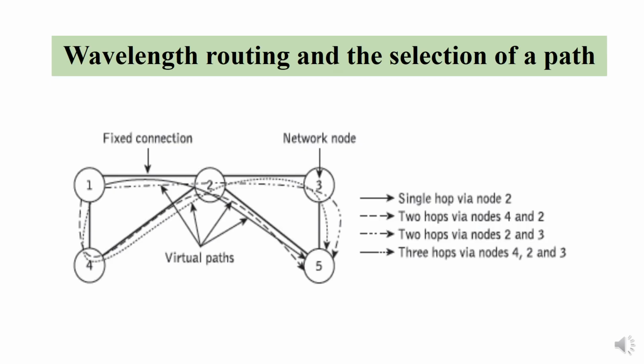Wavelength routing and the selection of a path. The figure shows an example of wavelength routing. In this figure, there are 5 nodes with fixed connections, where node 1 is requested to establish a connection to node 5. We can see that there are 4 possibilities for the light path setup. The first one is a single hop; the second is 2 hops via node 4 and 2; the third is 2 hops via nodes 2 and 3; and the fourth is 3 hops via nodes 4, 2 and 3.